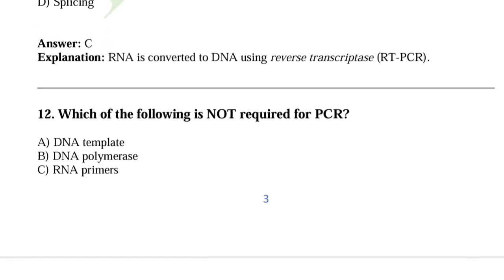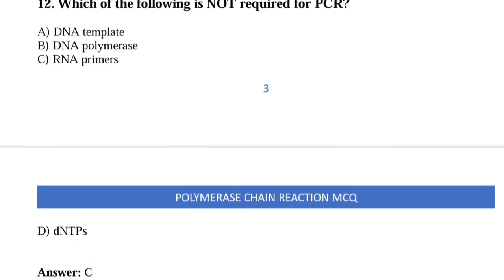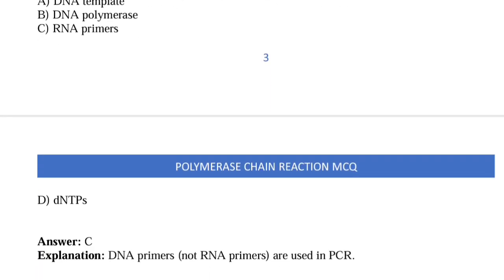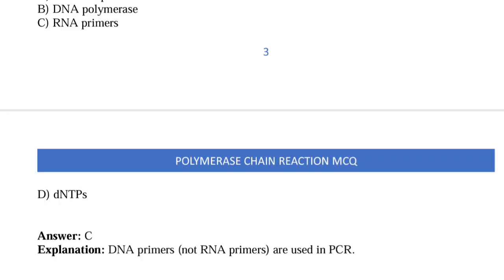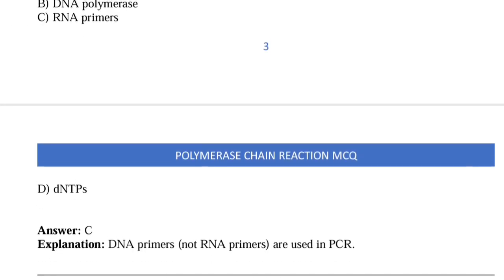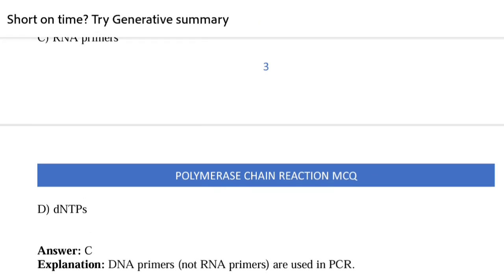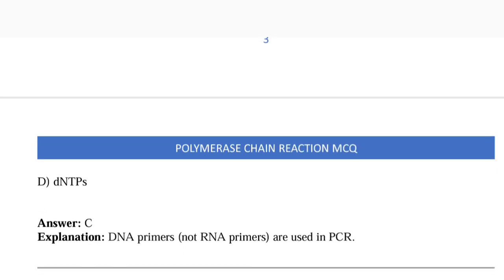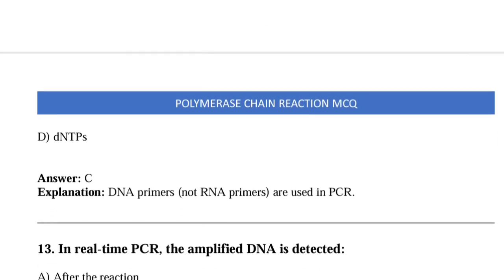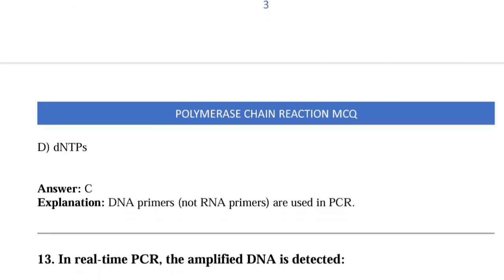Okay, so now come to question number 12. Which of the following is not required in PCR? So DNA template is required, DNA polymerase is required, RNA primer is not required, and dNTP is required. So DNA primer, not RNA primer. Option C is correct, RNA primers are not used in PCR.